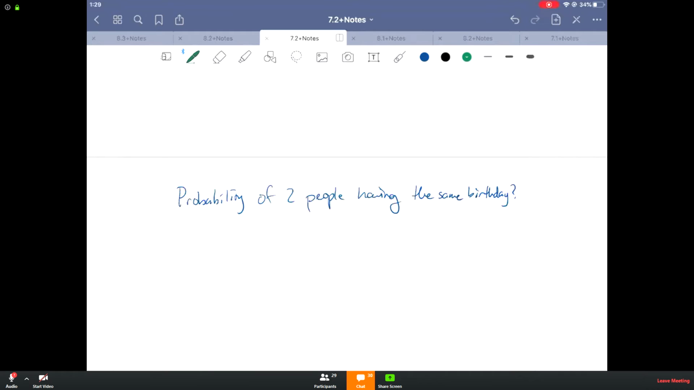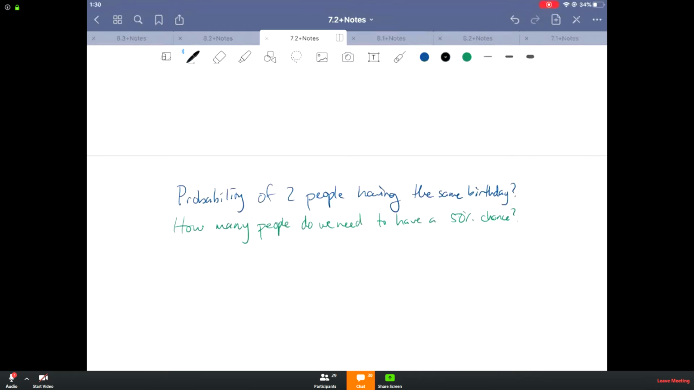But okay, so let's just do it. How many people do we need to have a 50% chance for two people to have the same birthday? Now we can kind of tie in things we've done. You think about this in ways of functions. Now this is on your test, so I'm assuming you guys are good with this now.